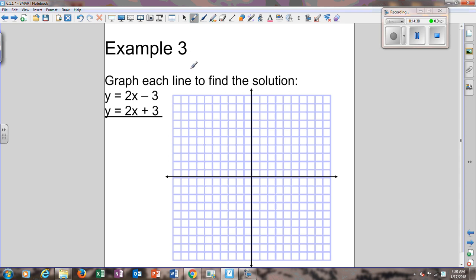Okay, example 3. Graph each line to find the solution. So we'll start with the first one. Go down 3, make a dot. Go up 2, right 1.